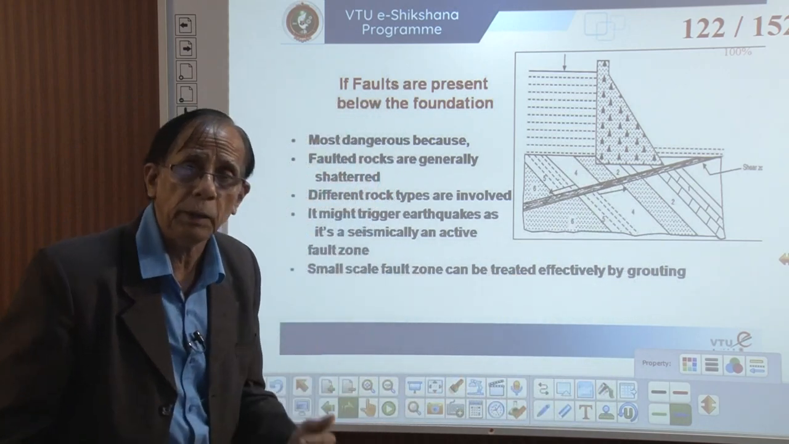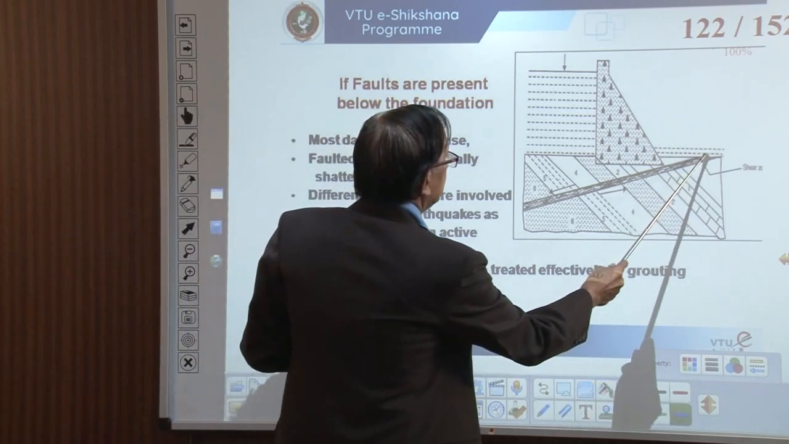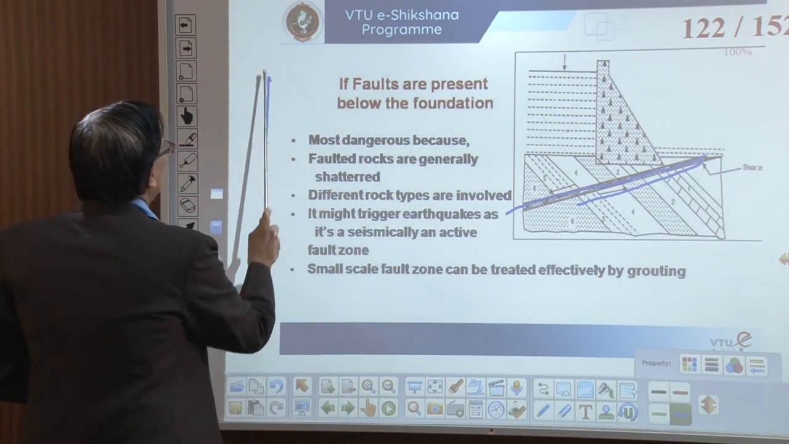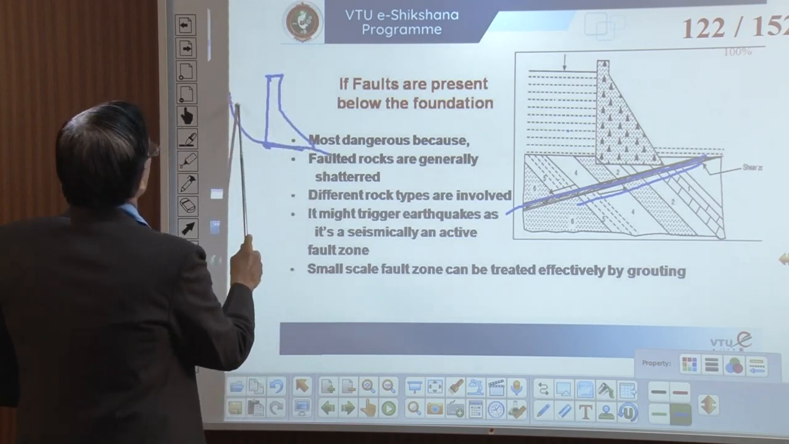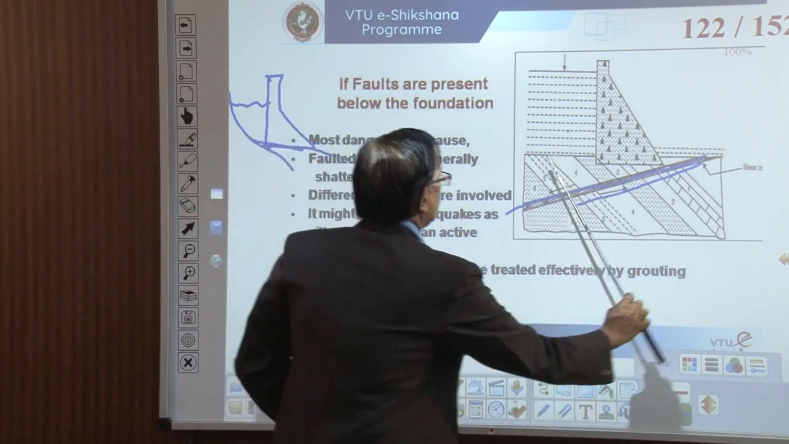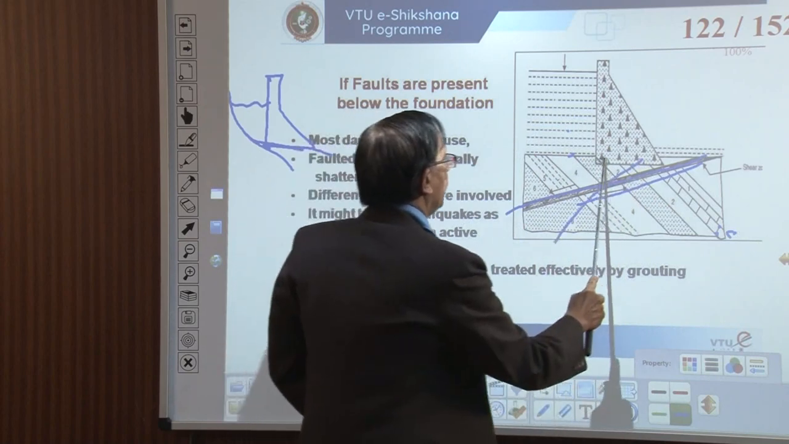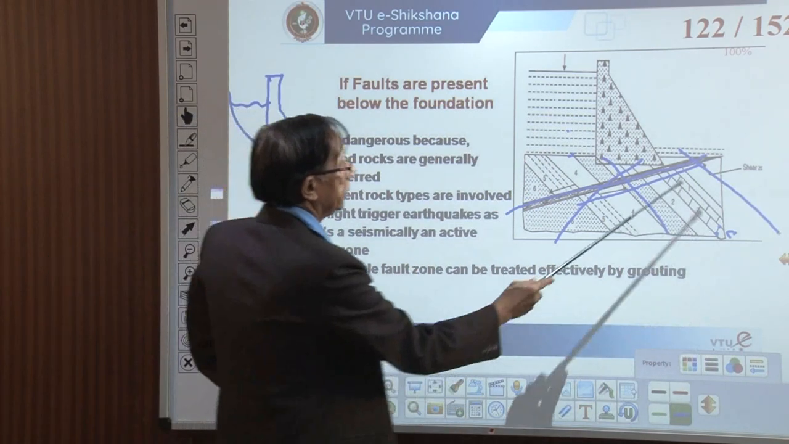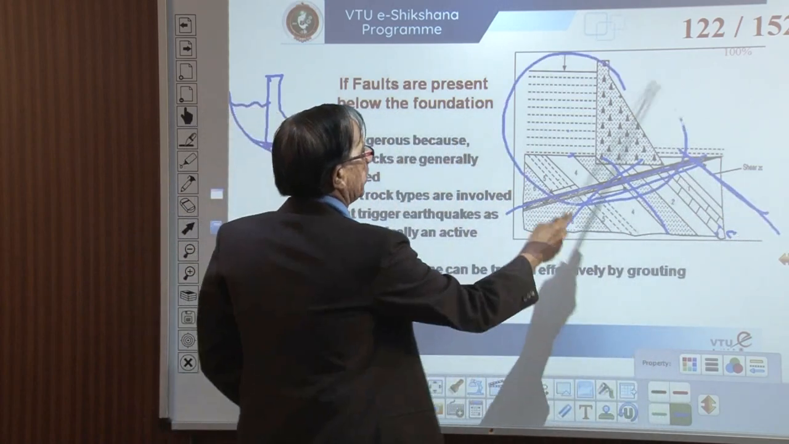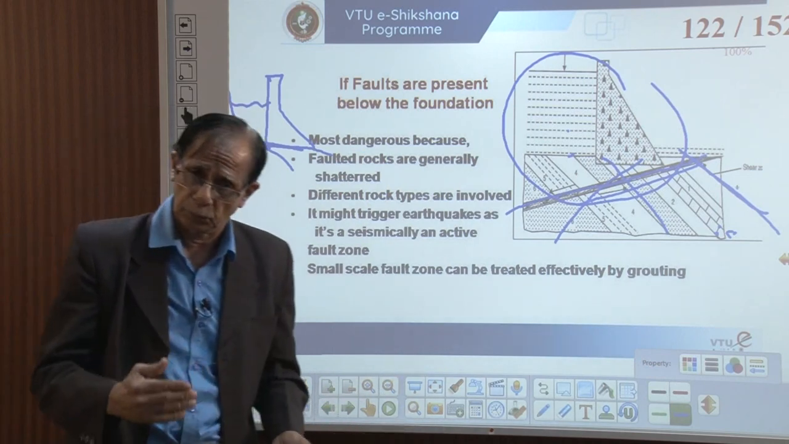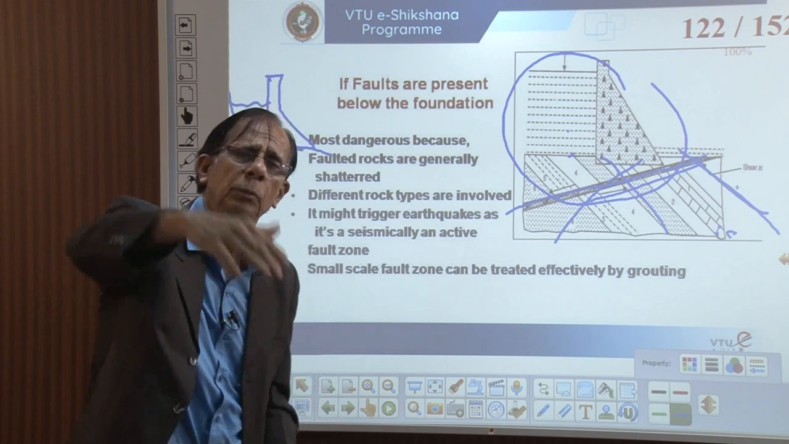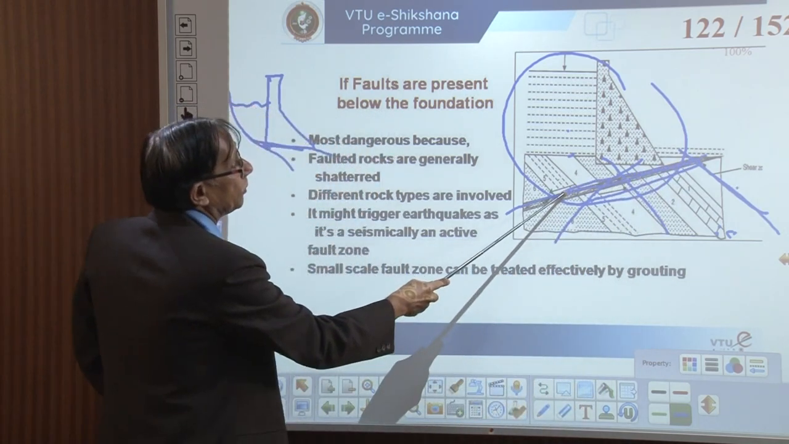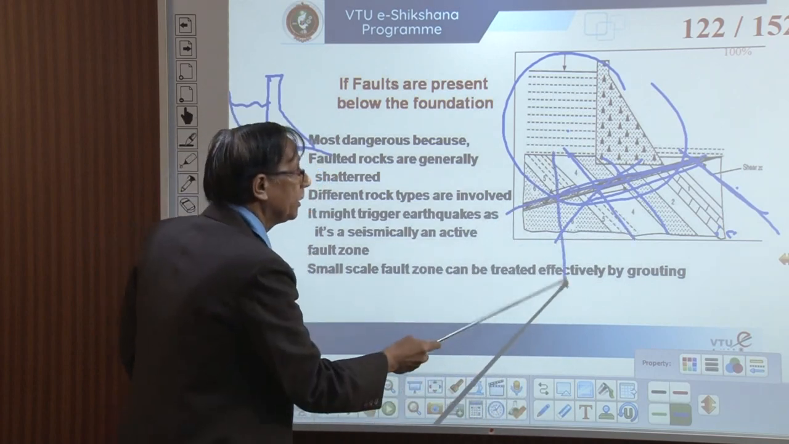Now, suppose the layers are like this. This is one problem. I may have a fault. Suppose this is the fault, then this is the reservoir. Another possibility is a fault plane like this, or like this, or like this; a fault can be oriented in any direction. Now, this fault has nothing to do with our dam and reservoir, so we can get rid of it easily. Therefore, if we have a fault plane well below the dam site, fine, we can manage. But if a fault plane is moving below the foundation, below the reservoir, then it creates a problem.